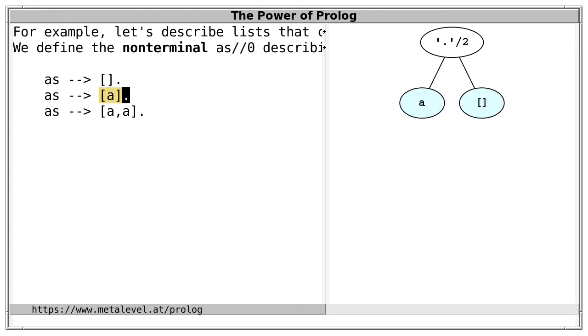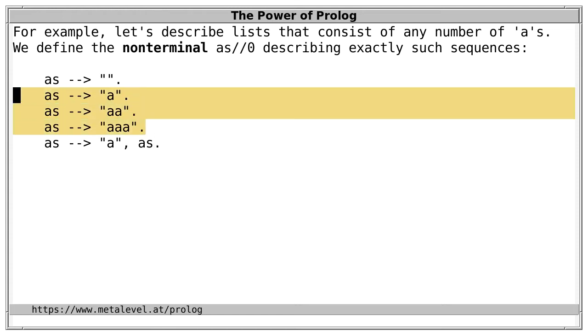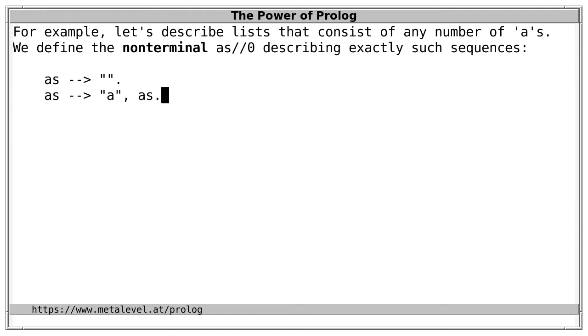And as mentioned, we can write strings equivalently using double quotes. So we can write these rules more compactly. And for consistency, we can also denote the empty list with double quotes. So what else do we want to describe with this non-terminal? Certainly a sequence of 3 A's. And in general, any sequence that starts with an A and then a sequence of A's, right? And in fact, this last rule subsumes all these special cases. So we can delete them.